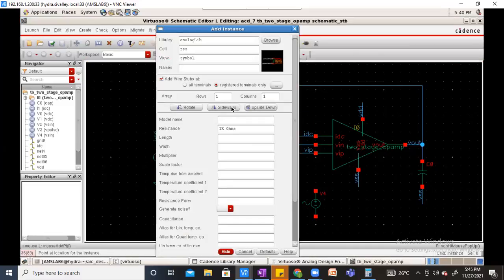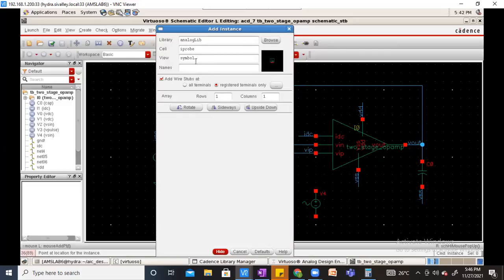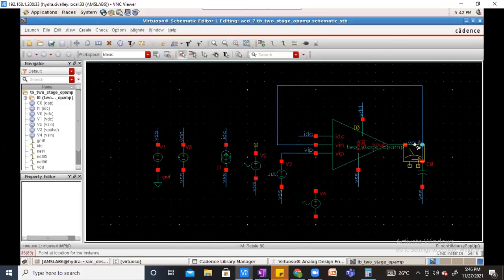Okay, let's see how to measure the stability. For measuring the stability, we have to take something called an iProbe. So what is this iProbe? It's a symbol that will help me to break the loop. There is a criteria for breaking the loop to measure the stability. Let's say there are n number of loops. Now I have given only one loop, right? From your output I have given it to the negative terminal, which will act as a unity gain amplifier, basically a buffer. So there is only one loop.